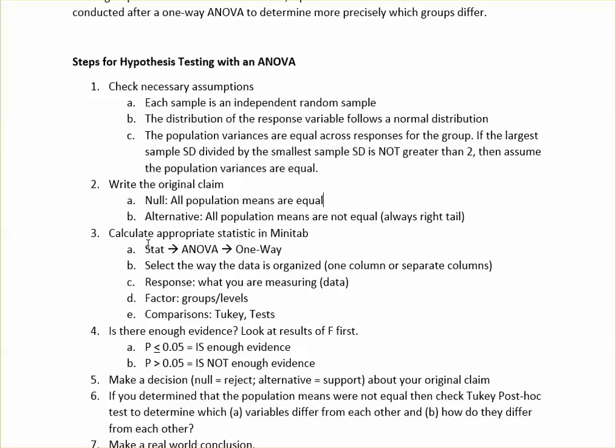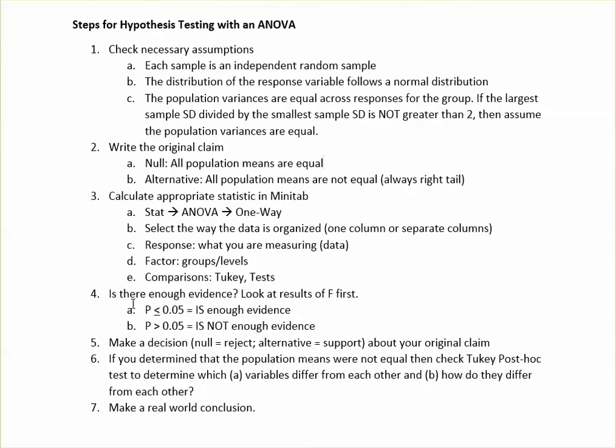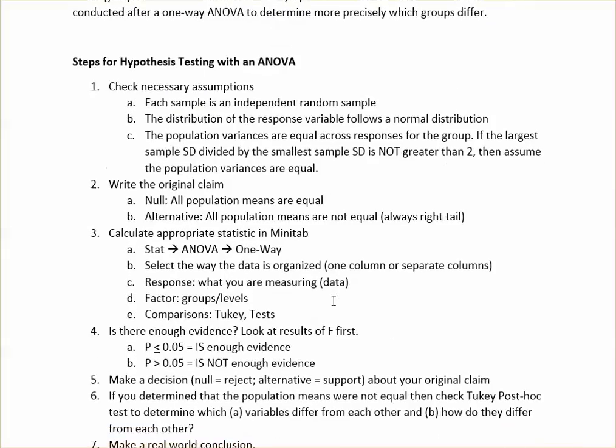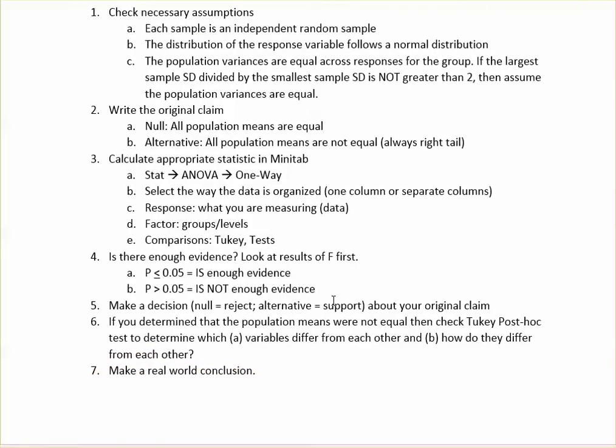You would then calculate the appropriate statistic in Minitab, and I'll actually go through these in the Minitab example. Is there enough evidence? Look at the F first, and then look at your p-value. Make sure you look at your F just to see what that's telling you. Do you have low, high? And then look at your p-value.